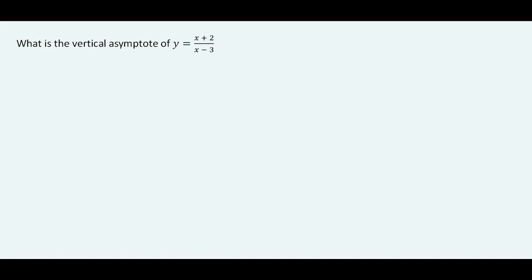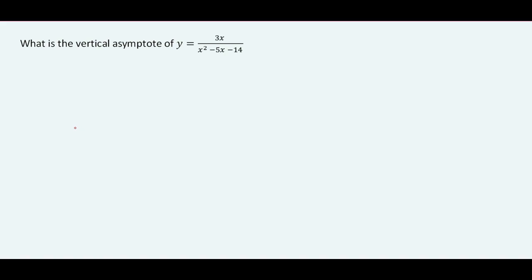Another example. What is the vertical asymptote of x plus 2 divided over x minus 3? To find the vertical asymptote, we simply do x minus 3 equal to 0. We add 3 to both sides. So x equal to 3, that is our vertical asymptote.